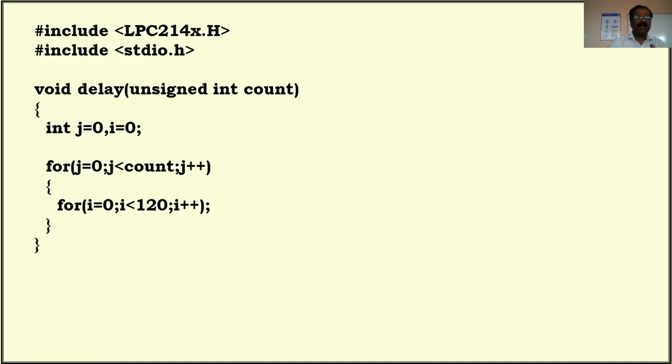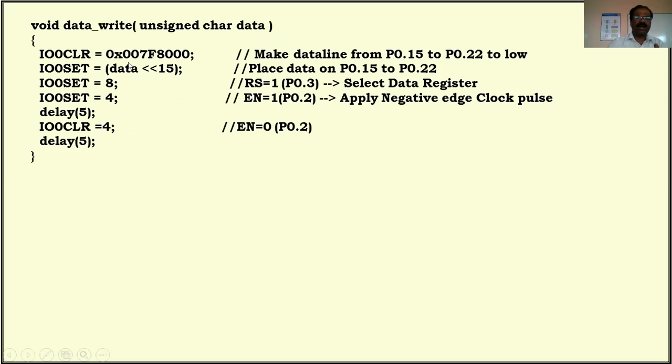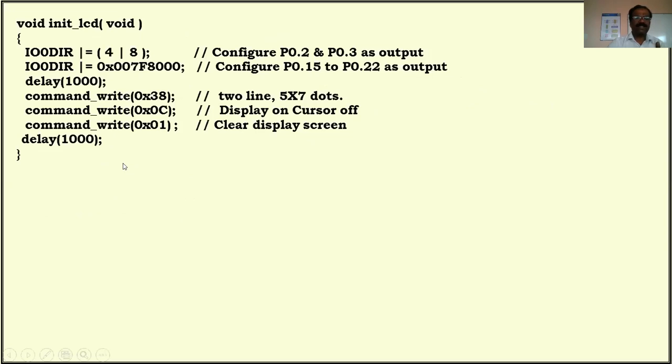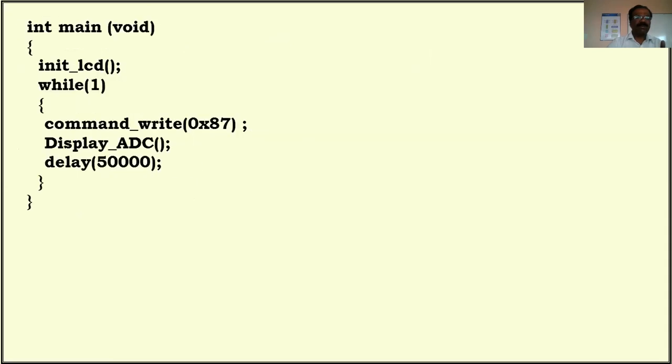Here, delay is already explained. Then how to write a command into the command register is also explained. Data write, how to write data into the data register in the case of LCD, is also over. How to initialize LCD is also over. Now here I'm going to start from this, that's the ADC portion. For LCD, go through the previous video. Now I'm going to start from the main program.